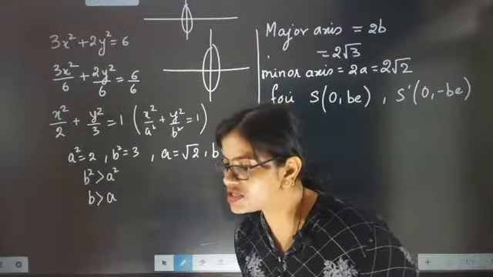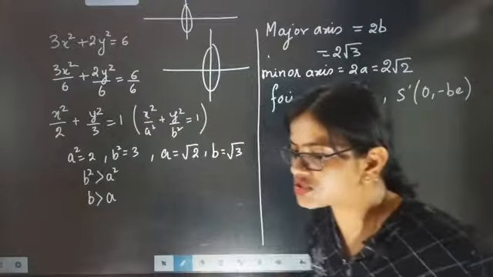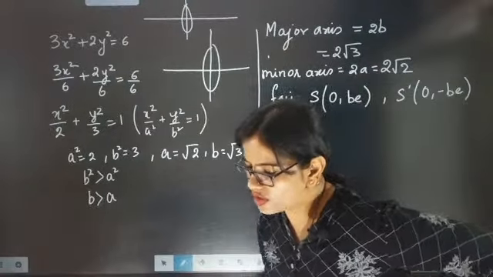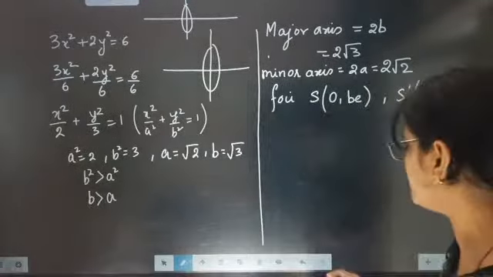Now for this eccentricity, Prince, root 6 square unit. What is the value? Which value have you given, root 6 square unit, Prince?